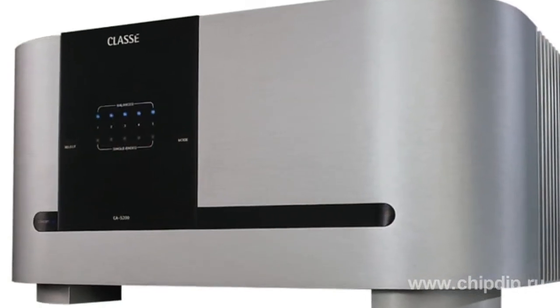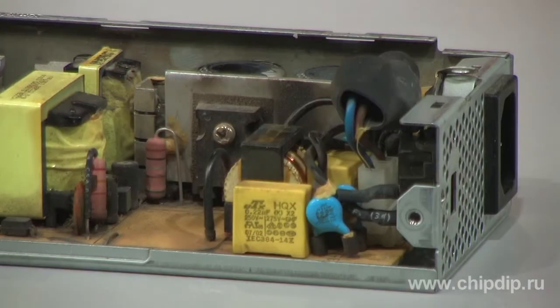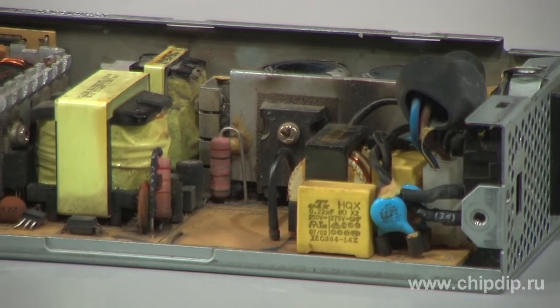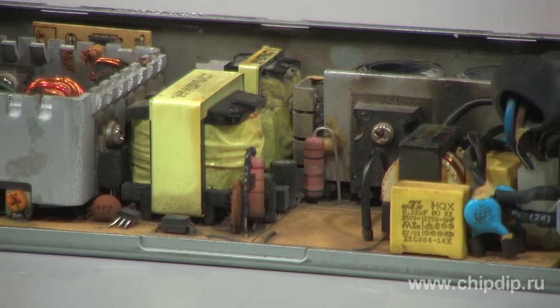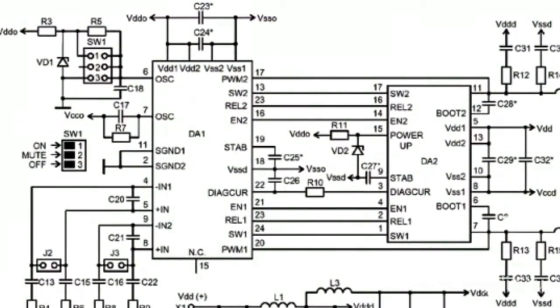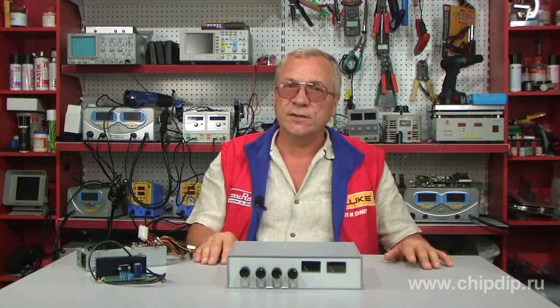Class D. The amplifiers of this class operate in the same way as switching power supply unit. That is, the output stage of the amplifier generates high-frequency rectangular pulses. That is why a class D amplifier is often called pulse or digital amplifier.